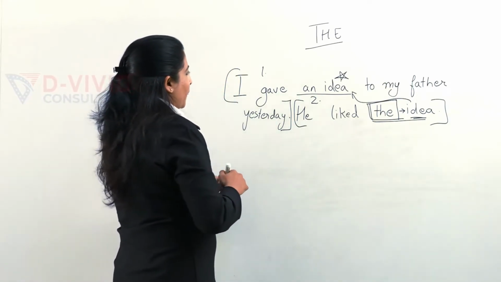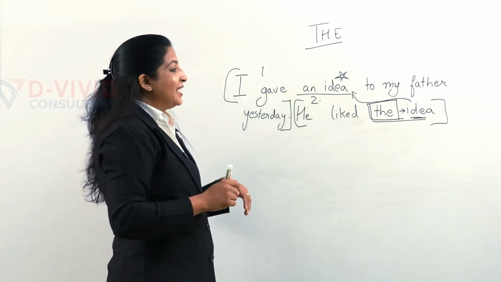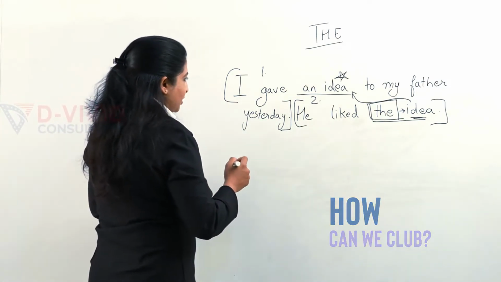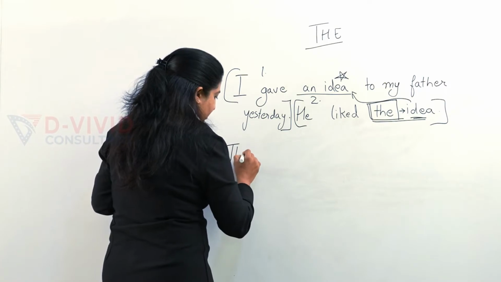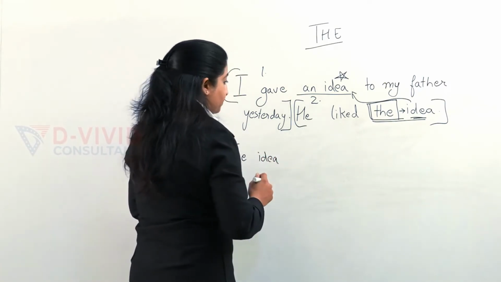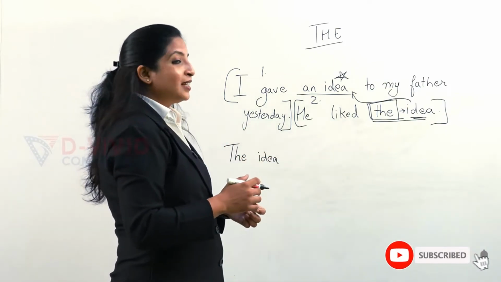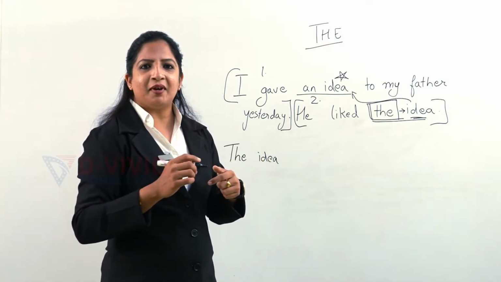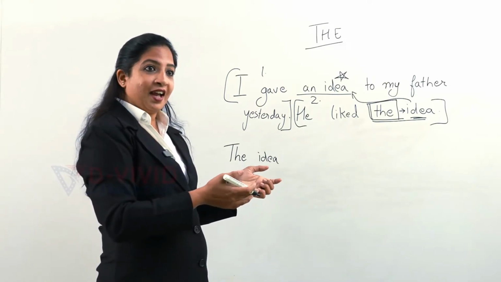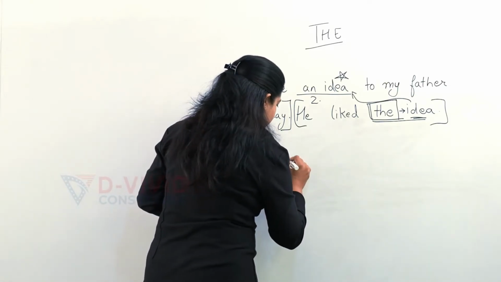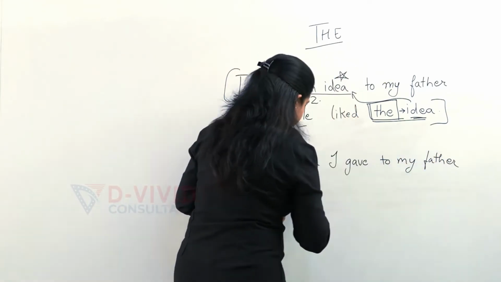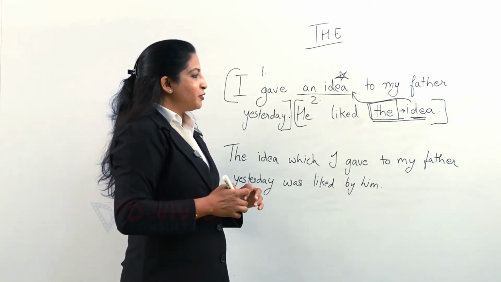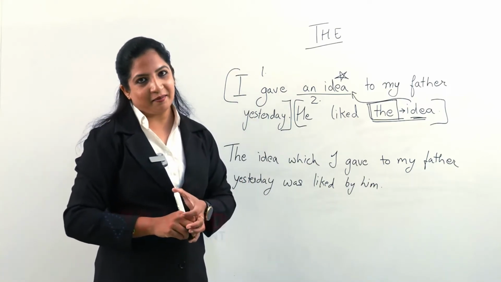Let's check. I gave an idea to my father yesterday. He liked the idea. So, how can we club them? So, the idea जो मैंने कल मेरे पापा को दी थी वो उनको पसंद आई. ऐसा हम कहते हैं काफ़ी बार हिंदी में. The same thing happens here. Yes, very simple. Simple. The idea which I gave to my father yesterday was liked by him.